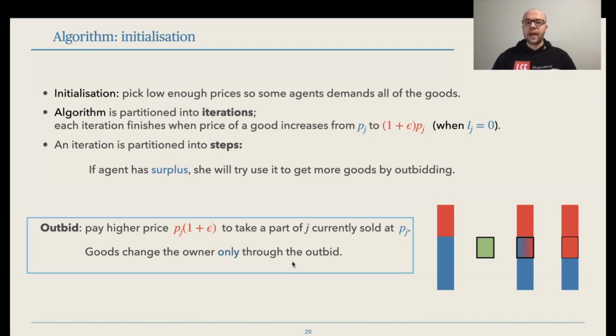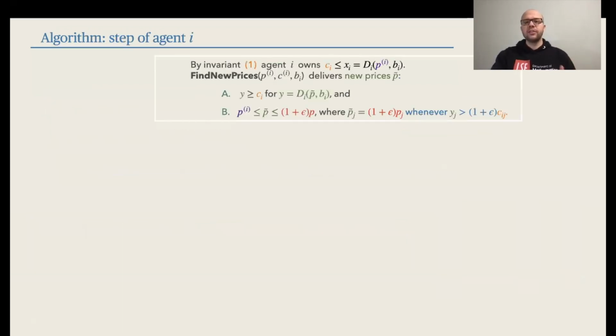Okay, so let us now dive into one particular step. Suppose we have an agent I and it's her turn to take a step. Now, by one of the invariants, this agent before the step starts owns CI, and the CI is dominated by what she wants at these individual prices. Then this agent queries find new prices, and it gets new prices P tilde that are slightly increased with respect to the individual prices, they do not overshoot. Moreover, at these new P tilde prices, the agent wants everything that she already owns and maybe more. And we said if she really wants more, she's willing to pay more.